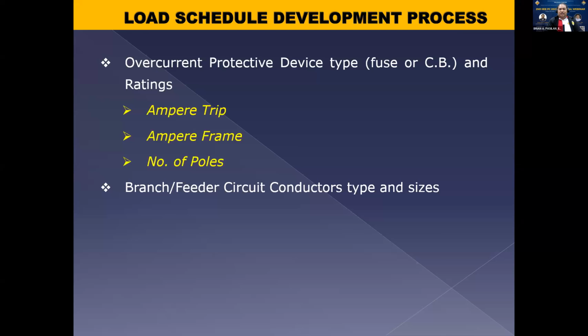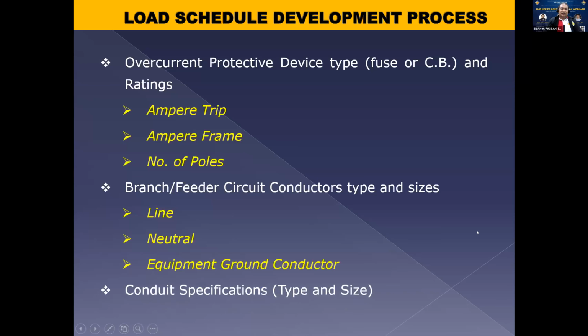composition is the branch and feeder circuit conductors. Naturally, yung conductors natin, anong type and anong size, no? So kasama na yan, ilagay natin yung line conductors and neutral conductors kung meron in a three-phase five-wire system, no? Na may neutral loads, dapat ilagay natin yung type and size of conductors natin, no? And also the equipment ground conductor, no? Lagay natin yan sa load schedule. And then the conduit specifications, yung type and size, okay? So ano yan, PVC, EMT, RSC, and the diameter sizes, no?